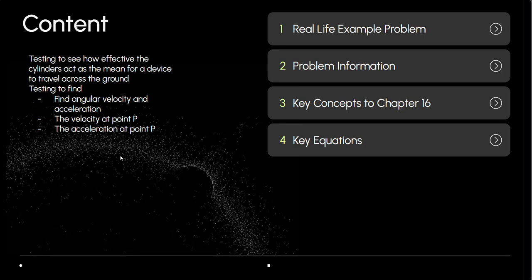So the backstory behind it is that we're trying to test how effective cylinders could act as a means for a device to travel on the ground. Either cylinders on a board, maybe robots, or a robot using a cylinder to travel across the ground.